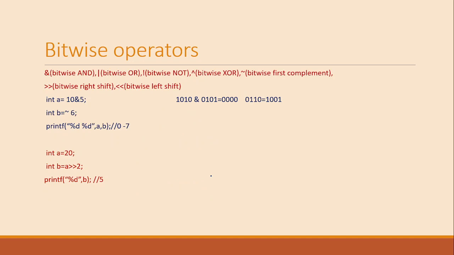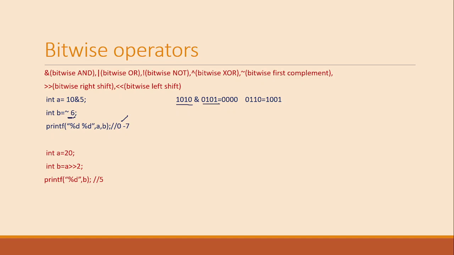So we have bitwise AND, bitwise OR, bitwise NOT, bitwise XOR, complement, right shift and left shift. Now what is bitwise AND? See here, I make a bitwise AND for 10 and 5. So 10's equivalent binary value will be 1010 and 5's value will be 0101. When I try to bitwise AND, it will result in 0. So you will get 0.